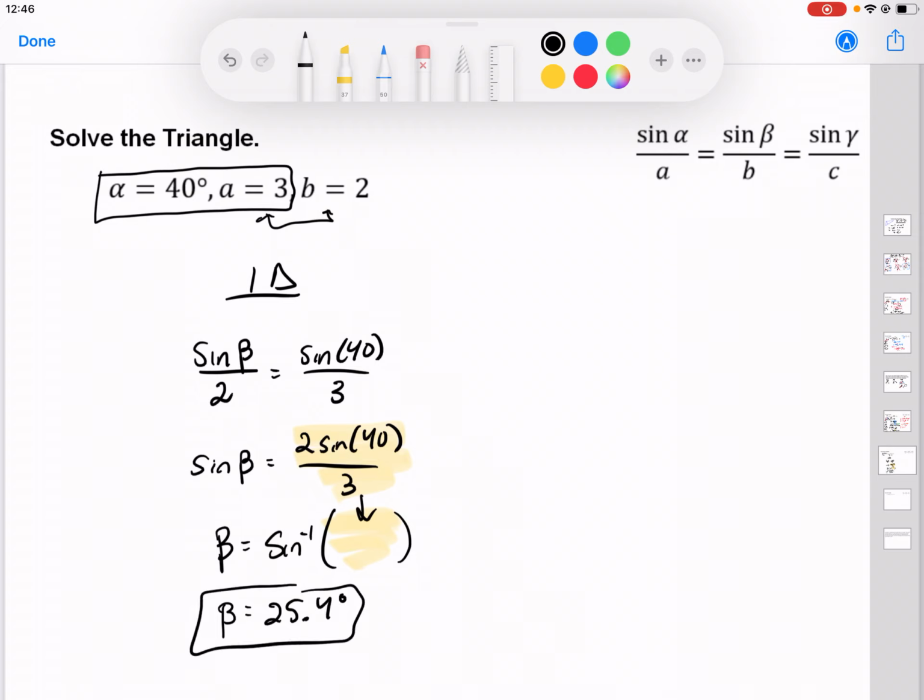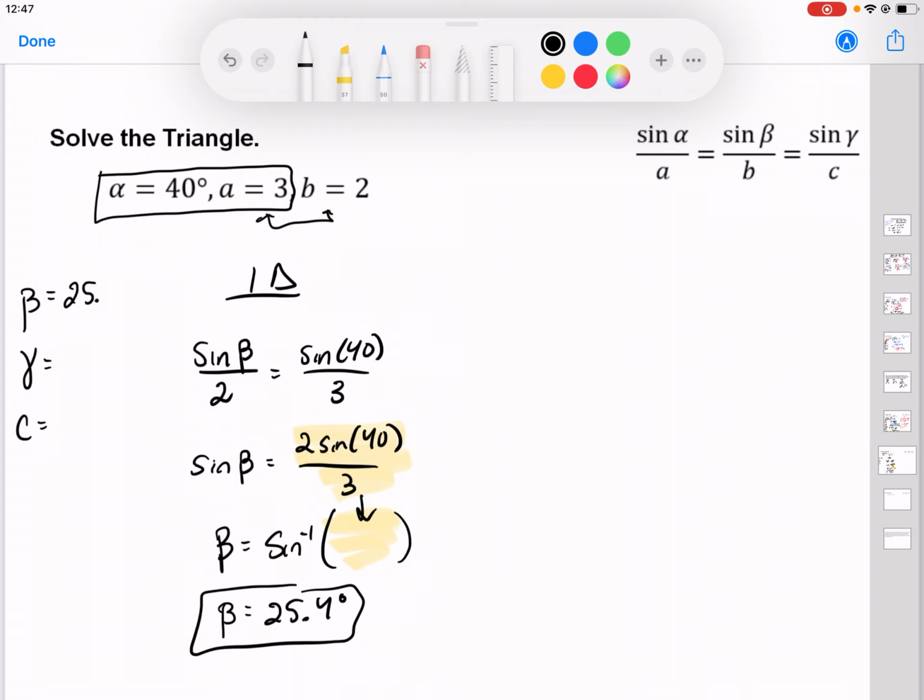Which, by the way, is another way that people know that there's not going to be 2 triangles. If the angle you just found is smaller than the given angle, that's another thing they'll always look for. So that's why we know it's 1 triangle. So let's write out the stuff we need. We need beta, we need gamma, we need C.